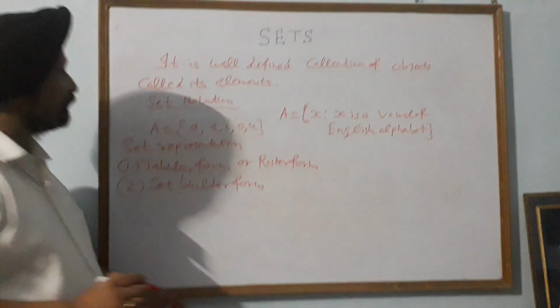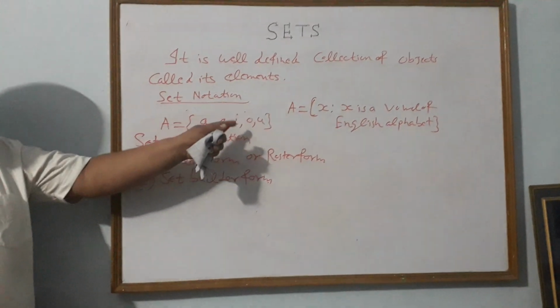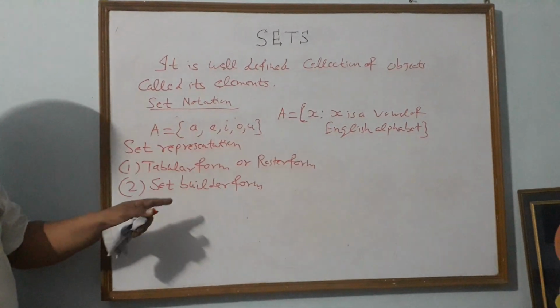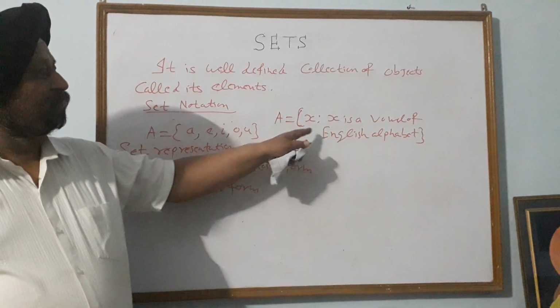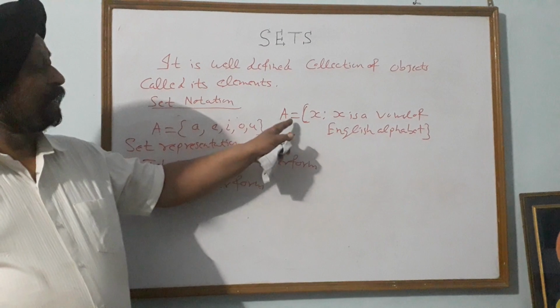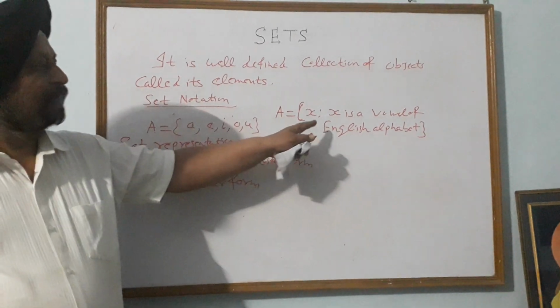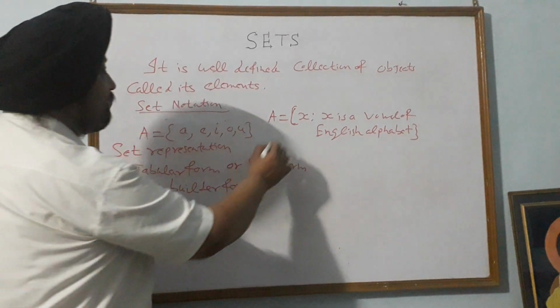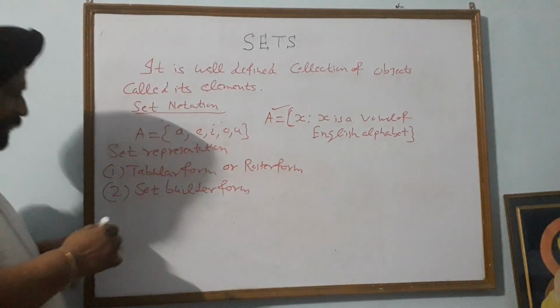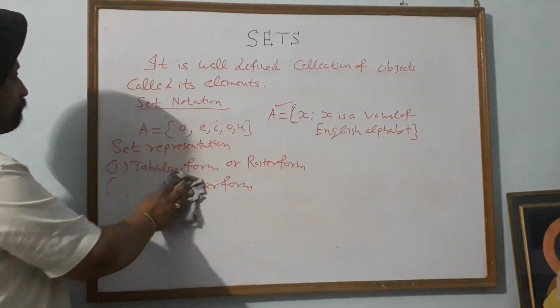So if we write this A, E, I, O, U separately, this form is called roster form. If we write this as A is a set of x where x is a vowel of the English alphabet, this type of form is called set builder form. Now we will take some other examples.